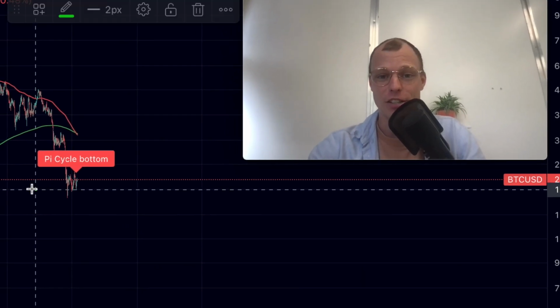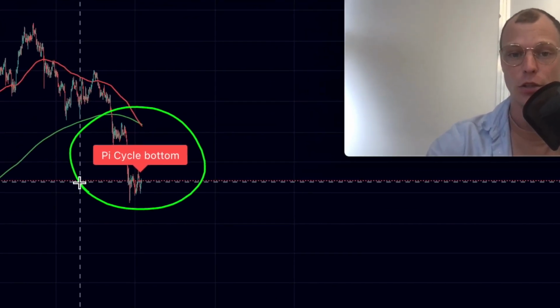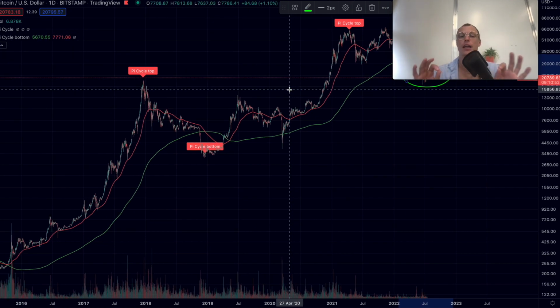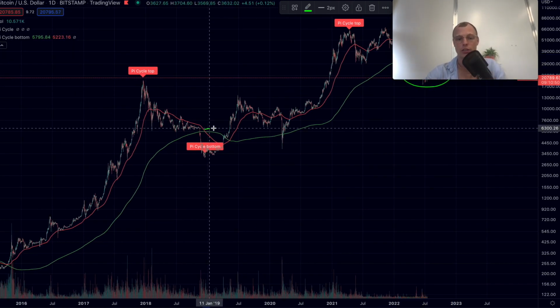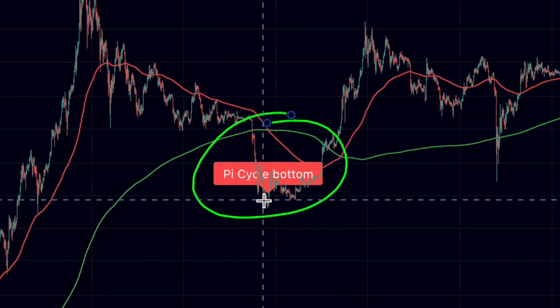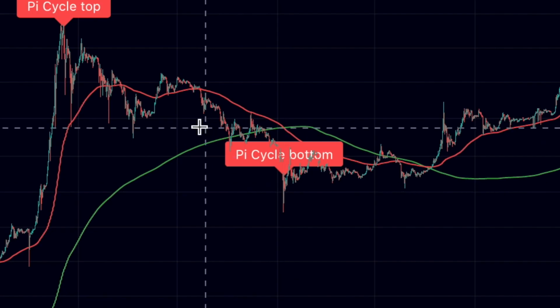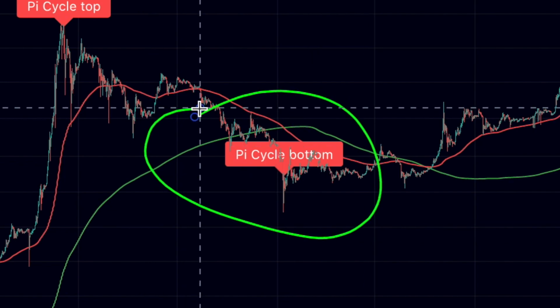Right now we are seeing this indicator flashing a bottoming signal for Bitcoin. The previous times this indicator flashed a bottoming signal was right here in 2018, right at the bottom of the crypto bear market, and right here as well in 2015 when Bitcoin was bottoming out.